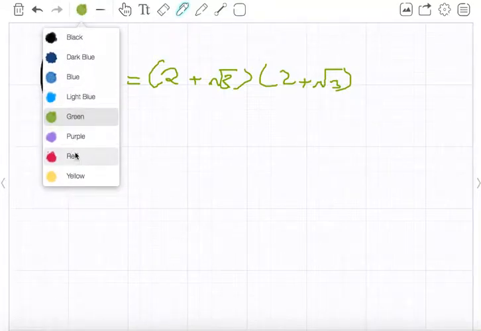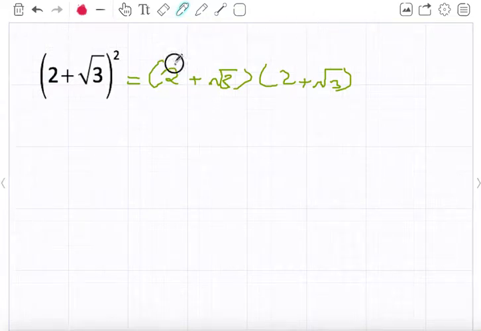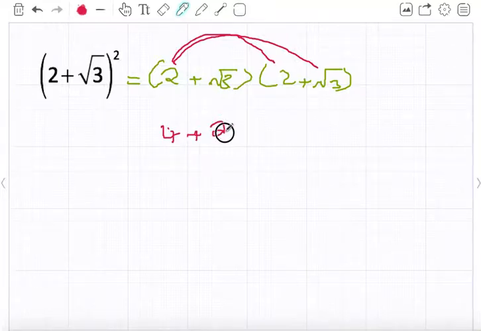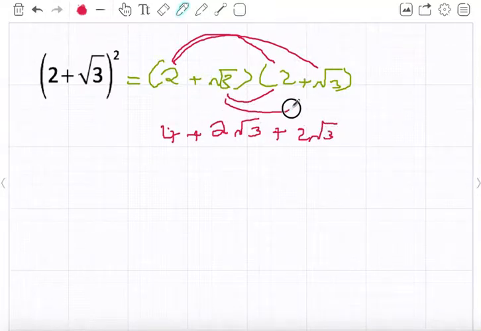So what's going to happen is we're going to do 2 times 2 to get 4. We're going to get 2 times root 3 to get 2 root 3's. Then we're going to do root 3 times 2 to get another 2 root 3's. And finally, we're going to do root 3 times root 3, which is root 3 squared, which is 3.